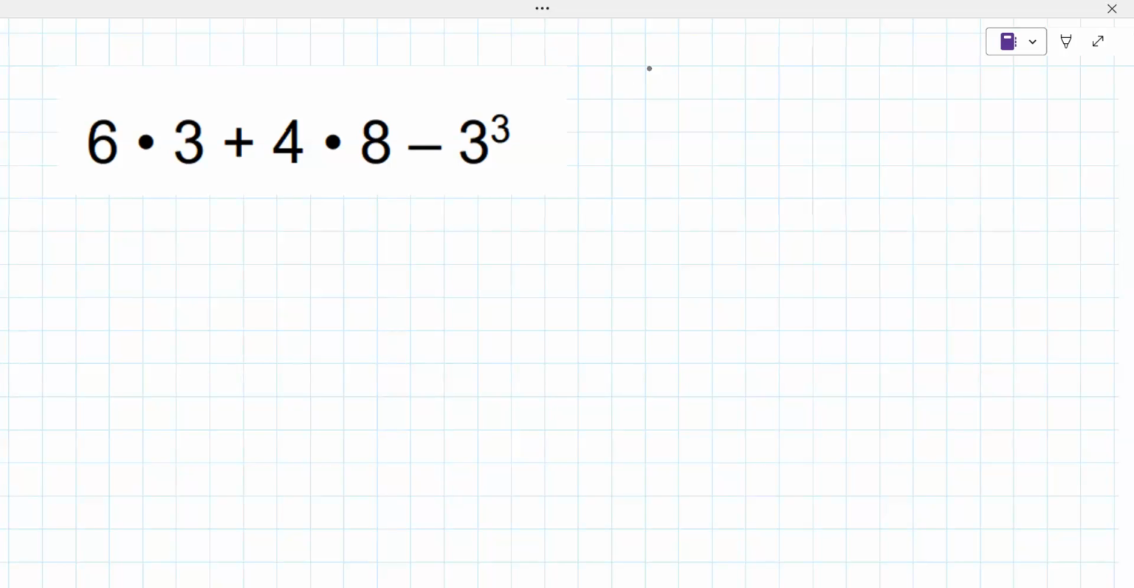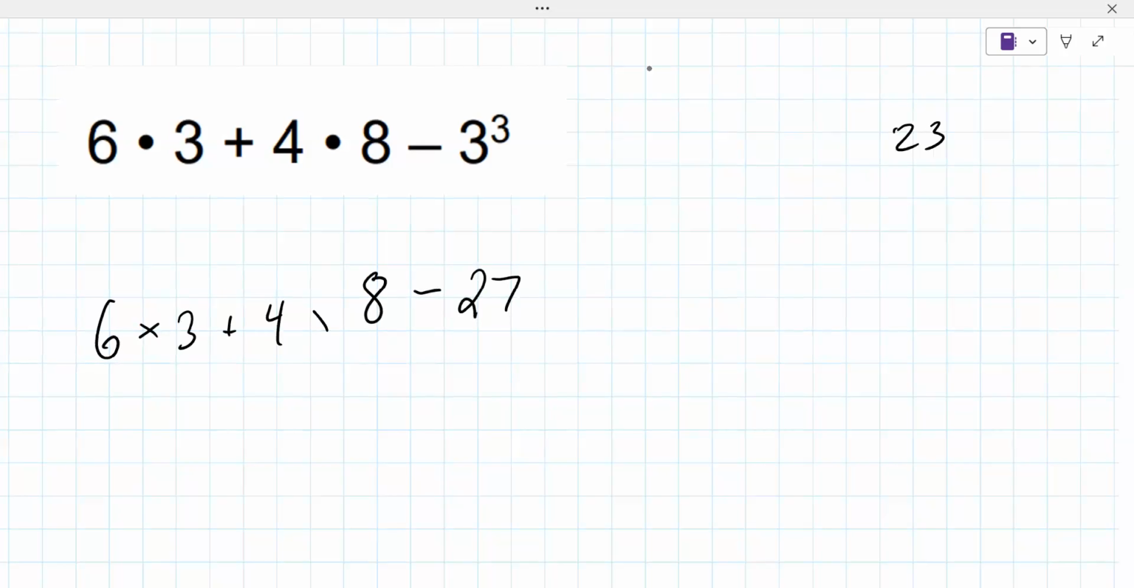23. Okay. Tell me what you did first here. What was the first math operation that you did? First I did the exponent. So I did 3 to the 3rd power. Okay, what did you get for that? 27. Yes, good.